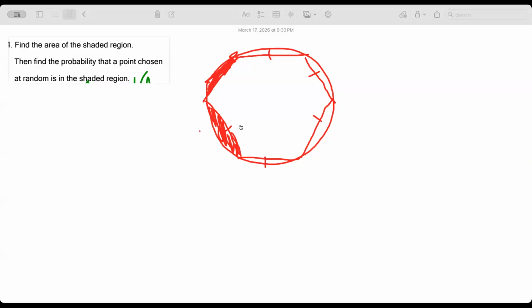How do you find the area of the shaded region? You subtract the area of the hexagon from the total area of the circle. Correct. Total area of the circle, how will you find that? Let's say the diameter is 11. Total area of the circle you will find with the diameter, correct? So the radius will be 5.5. That is easy for you. You'll find the total area of the circle. Then what do you do? You use trig ratios.